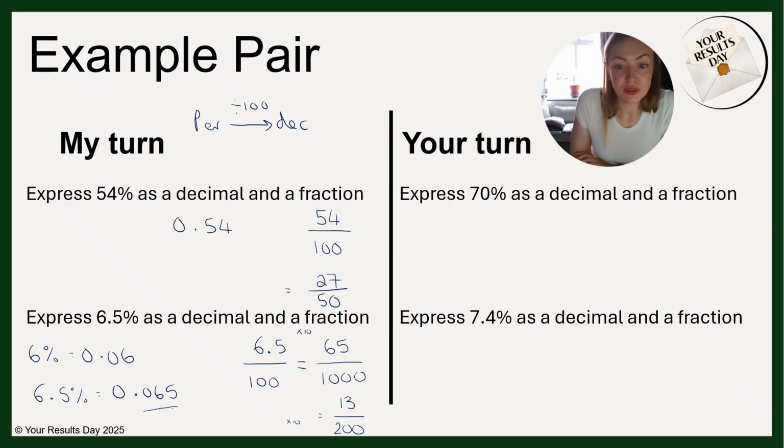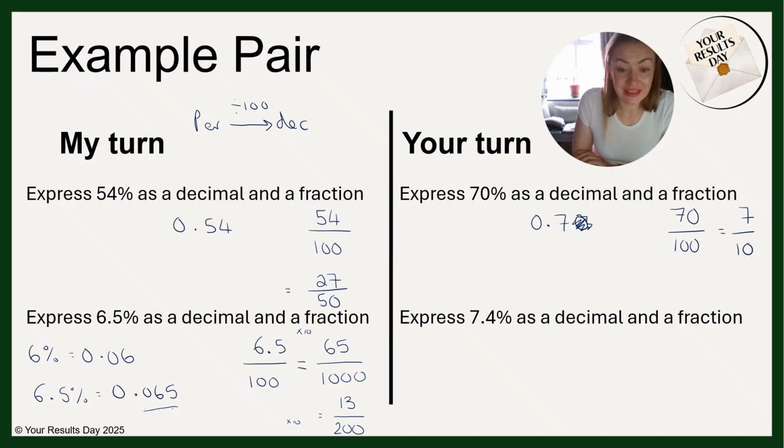70% as a decimal. Following the patterns we've looked at so far, you may have written down 0.70, and that would be correct, and you would get the marks for that in the exam. However, decimals with zeros at the end of them, we technically do not have to write down. So this one can also just be expressed as 0.7. But either way is fine. And then we've got 70 over 100 as a fraction, which can be simplified to 7 over 10.